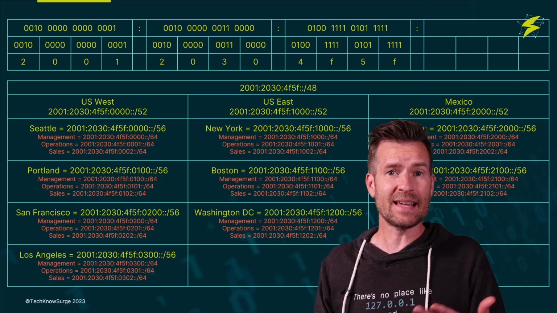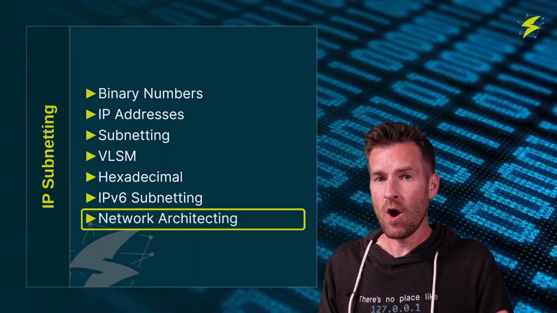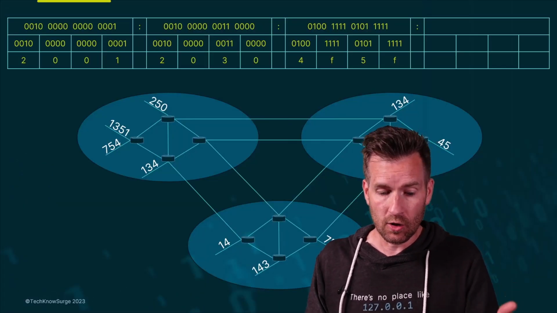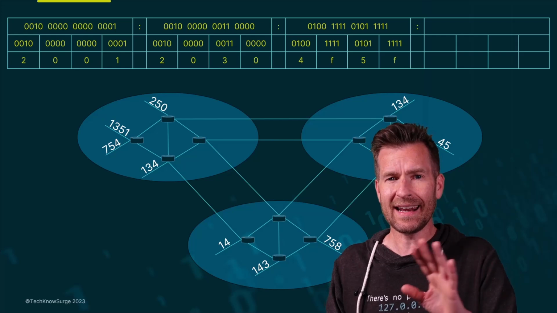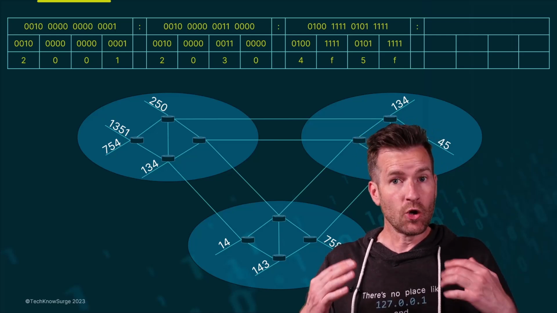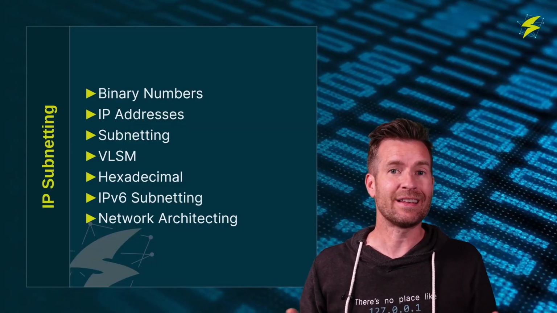We then took these subnetting skills that we learned and applied them to network architecting. What would we actually see out there in the real world? So we took a look at a network and then we applied both an IP version 4 and an IP version 6 addressing scheme to this network. You're now ready to take these IP subnetting skills and apply them out in the industry.